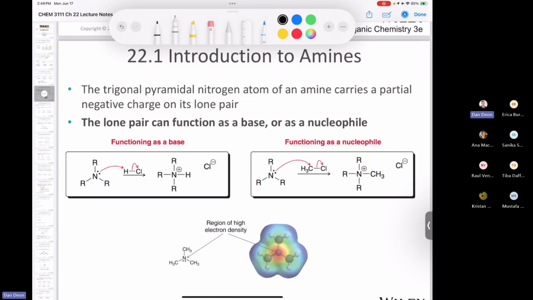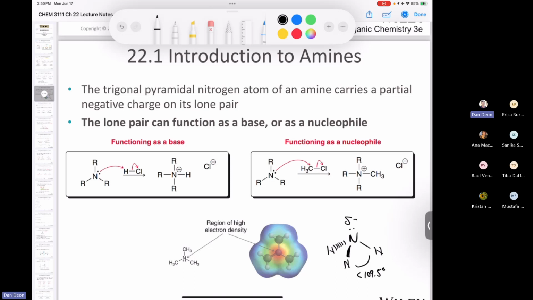So if we think about the trigonal pyramidal nitrogen of an amine, it carries a partial negative charge on its lone pair. Well, I don't need to tell you that if we draw, Mustafa, I'll answer that later. Okay, so if we look at ammonia, you guys all know that its molecular geometry is trigonal pyramidal, has a lone pair, right? The bond angle here is less than 109.5 degrees, right? That's from your old general chemistry days. Well, it says here that the trigonal pyramidal nitrogen of the amine carries a partial negative charge, right? So it's delta minus up here. And so it can function as a base or a nucleophile depending on the situation.